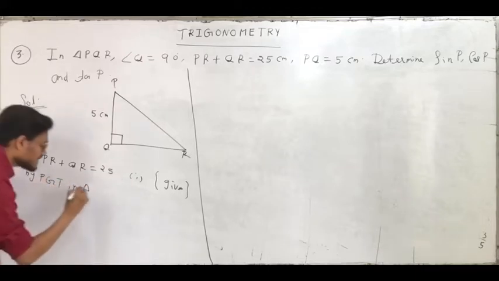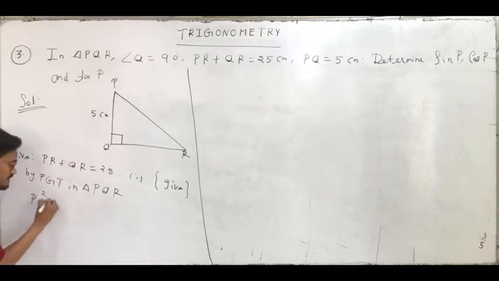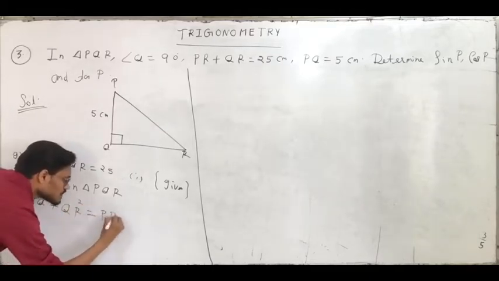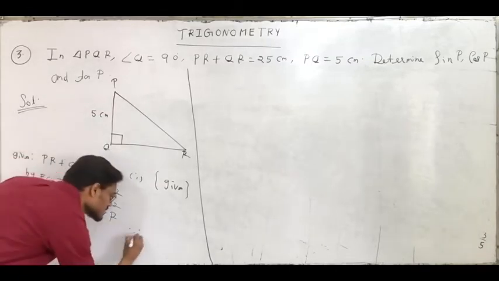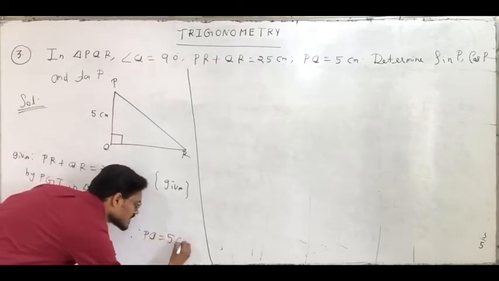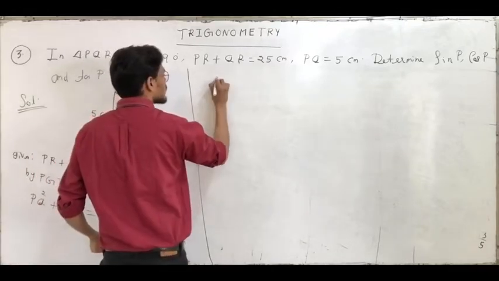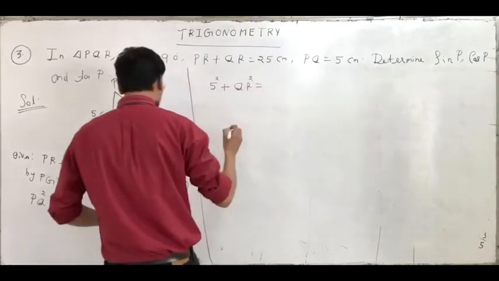Okay, so by Pythagoras theorem, in triangle PQR, see, what is the result? The result is PQ square plus QR square is equal to PR square. Clear? We have the value of PQ as 5 centimeter. Since we have PQ as 5 centimeter, substituting here, I will get 5 square plus QR square is equal to PR square.